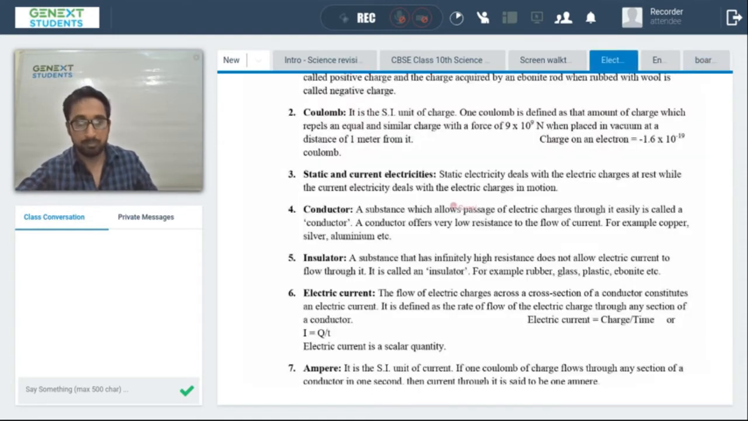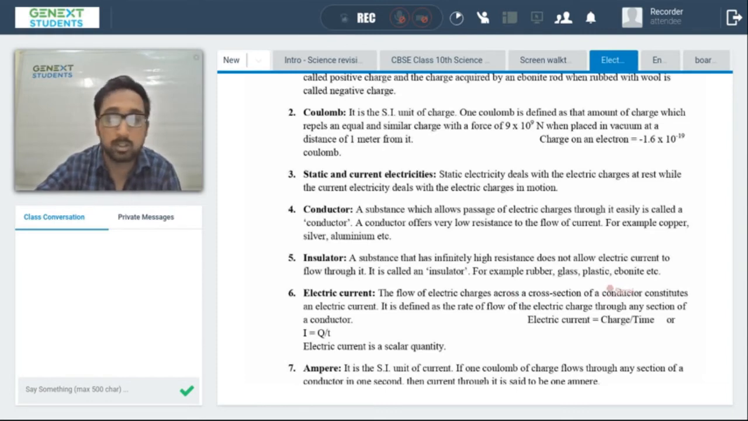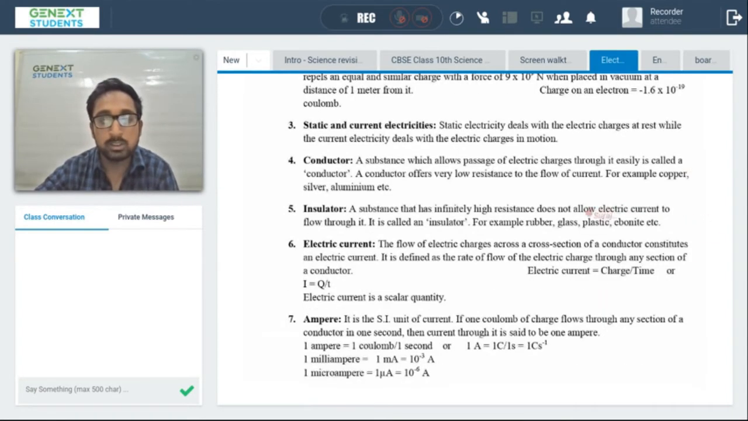So let's come back. A substance which allows passage of electric charges through it easily is called a conductor. And a substance which has infinitely high resistance and does not allow electric current to flow through it is known as an insulator. For example, rubber, glass, plastic, ebonite, etc. are this. So what is current?